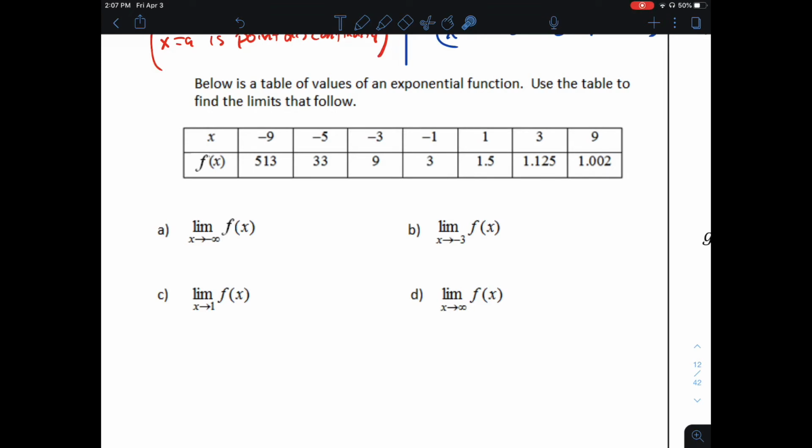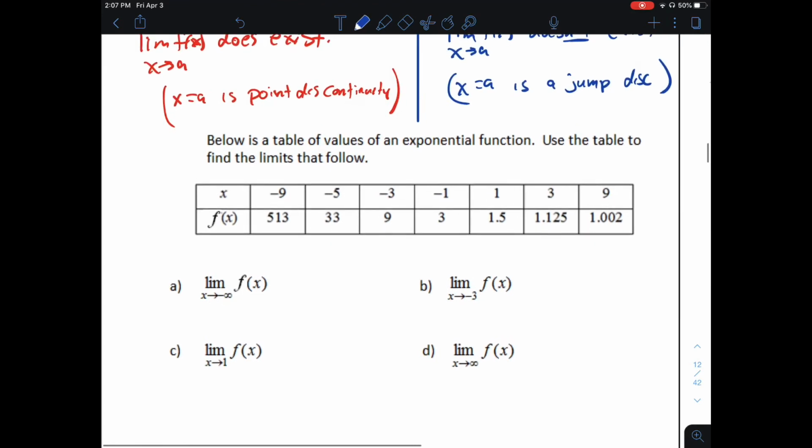Below is a table of values of an exponential function. Use the table to find the limits that follow. Just a quick reminder, an exponential function is a function that either looks like this, exponential growth, like this, exponential decay, or it could be flipped this way, or it could be flipped.